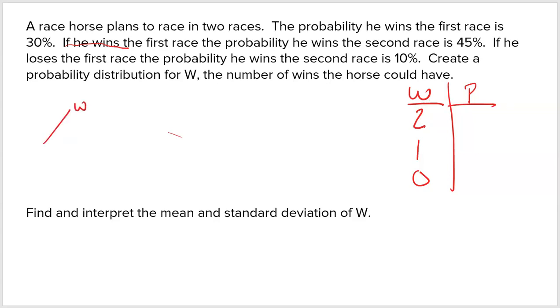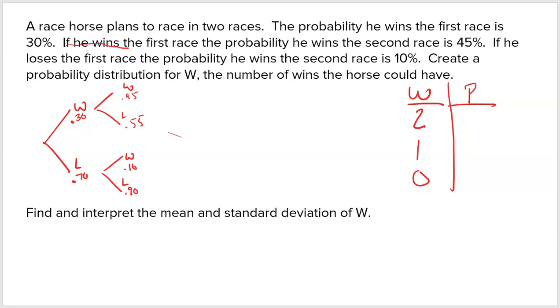So the probability he wins the first race is 30%, which automatically tells me the complement, 70% chance he loses. Now, here's the conditional. If he wins the first race, there is a 45% chance he wins the second. Complement rule, 55%, he loses the second. If he loses the first race, the probability he wins the second race is 10%. And that would be, complement rule, 90% chance he loses the second.